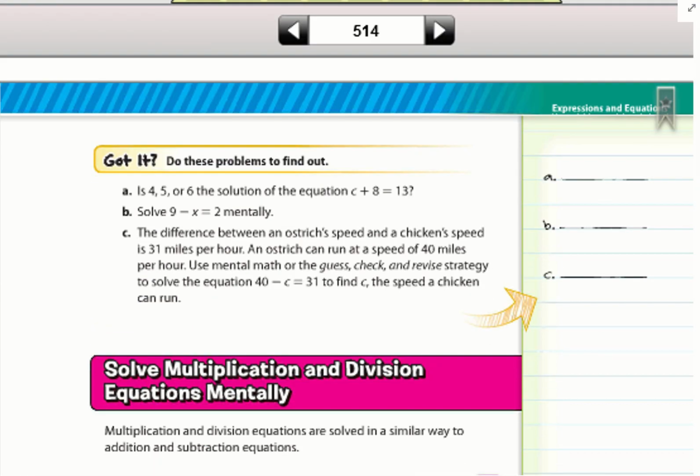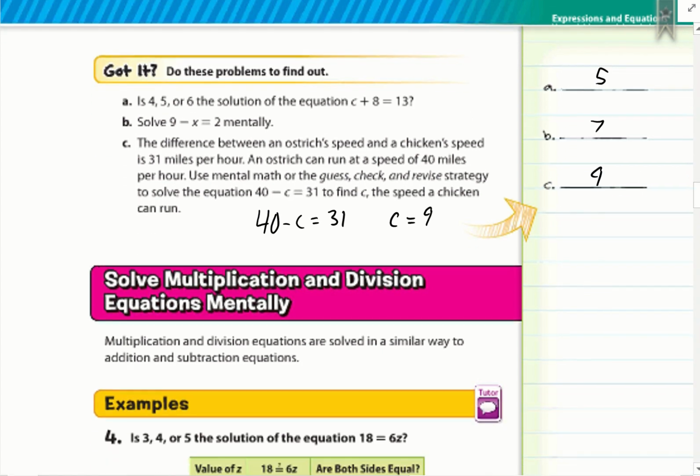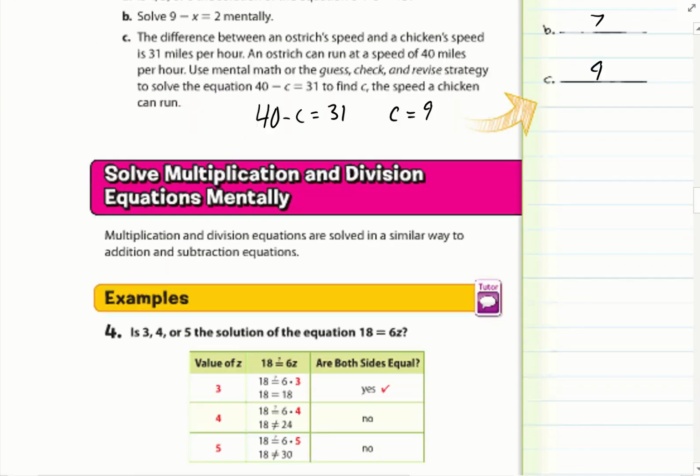So go ahead and try Got It A, B, and C and pause the video. So I have, is 4, 5, or 6 the solution to c plus 8 equals 13? We got 5 plus 8 equals 13, so my solution is going to be 5. 9 minus x equals 2, mentally for B. That's going to be 7. 9 minus 7 equals 2. The difference between an ostrich's speed and a chicken's speed is 31 miles per hour. An ostrich can run at a speed of 40 miles per hour. Use mental math or the guess, check, and revise strategy to solve the equation 40 minus c equals 31 to find c, the speed a chicken can run. So the speed of a chicken is going to be 9 miles per hour, so c equals 9.